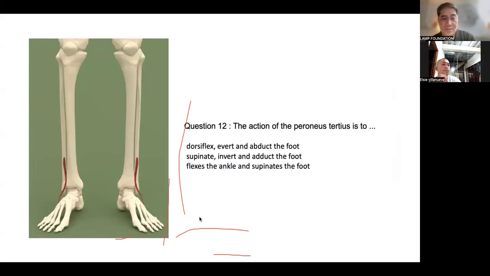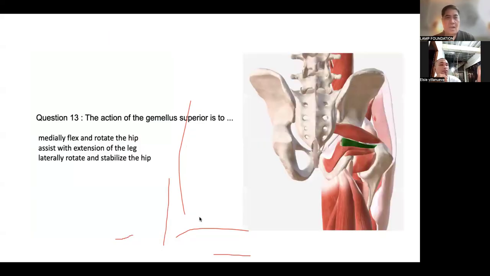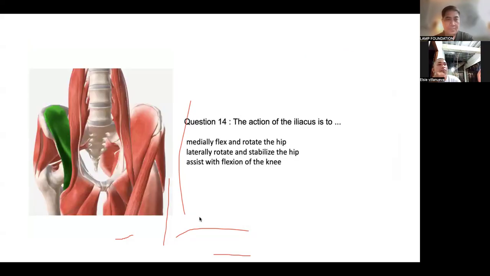Action of peroneus tertius. Dorsiflex, evert and abduct the foot. Action of gemellus superior. Laterally rotate and stabilize the hip. Action of iliacus. Flex and medially rotate the hip.